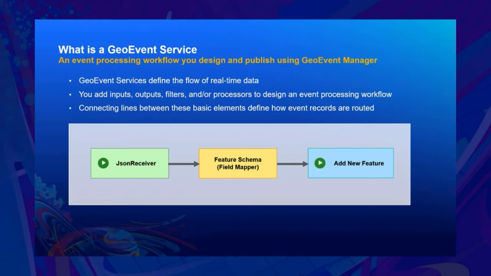Processors are generally used to perform some operation on an event record, calculate a value, create a buffer, enrich the event record, etc. Filters are generally used to test attribute and/or spatial conditions and discard event records which do not satisfy the specified criteria.